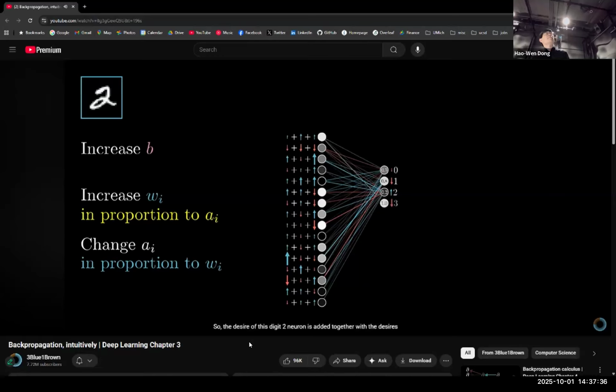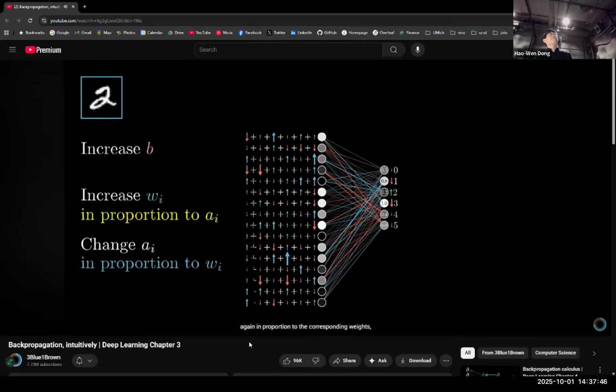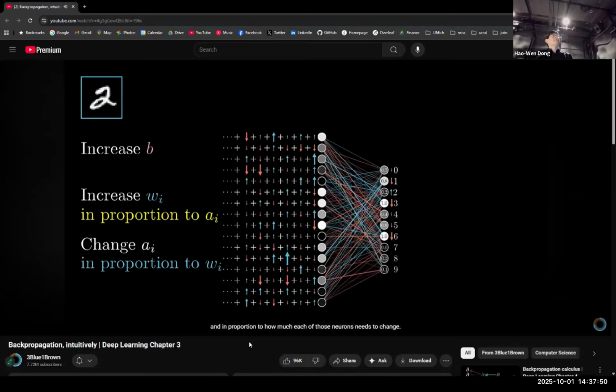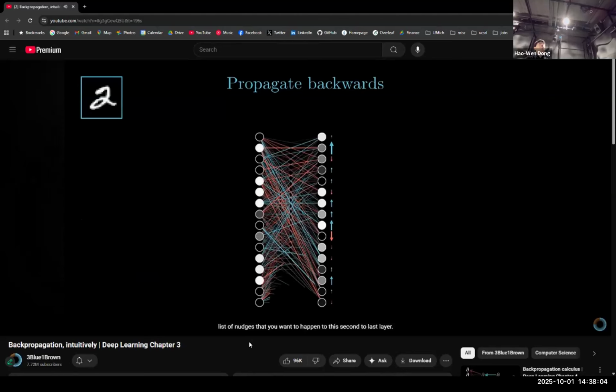So, the desire of this digit 2 neuron is added together with the desires of all the other output neurons for what should happen to this second to last layer. Again, in proportion to the corresponding weights, and in proportion to how much each of those neurons needs to change. This right here is where the idea of propagating backwards comes in. By adding together all these desired effects, you basically get a list of nudges that you want to happen to the second to last layer.